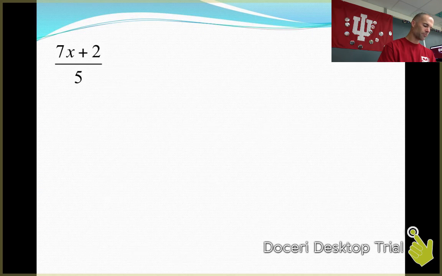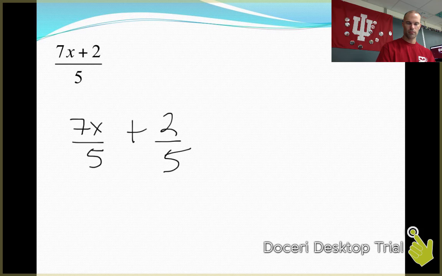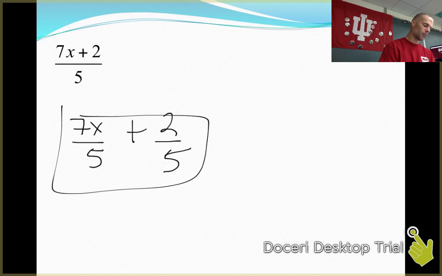All right, now here, we could technically split this up. This would be 7x over 5 plus 2 over 5. But nothing can be reduced. So this is as far as we could go. So you could either leave it like this, or since nothing reduced, we could leave it like this.